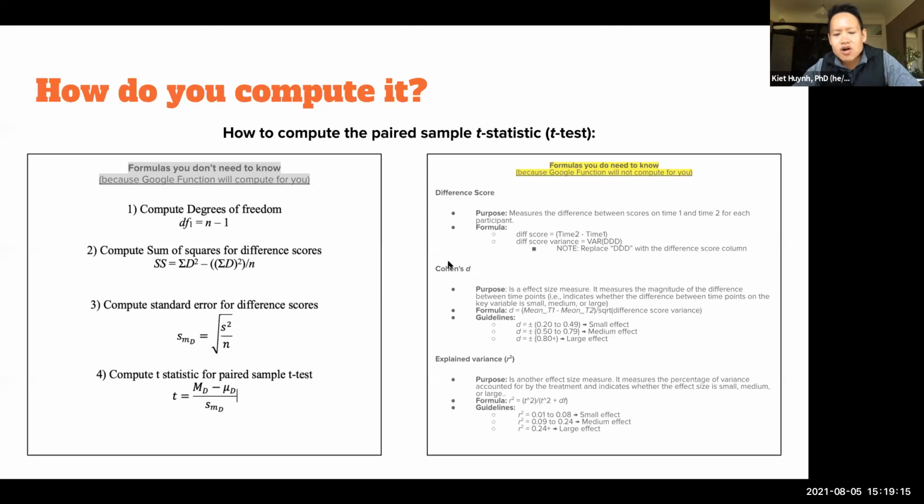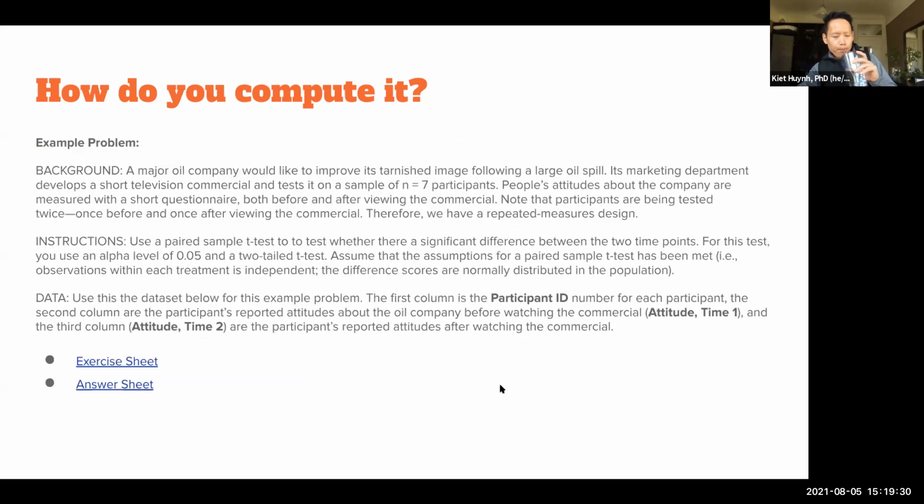All right, and Cohen's d and explained variance are also not computed by the software, so we have to do this by hand. This is the same computation that we did in previous weeks for the independent sample t-test. We had to compute the Cohen's d and explained variance by hand as well. Okay, let's jump into an example problem.